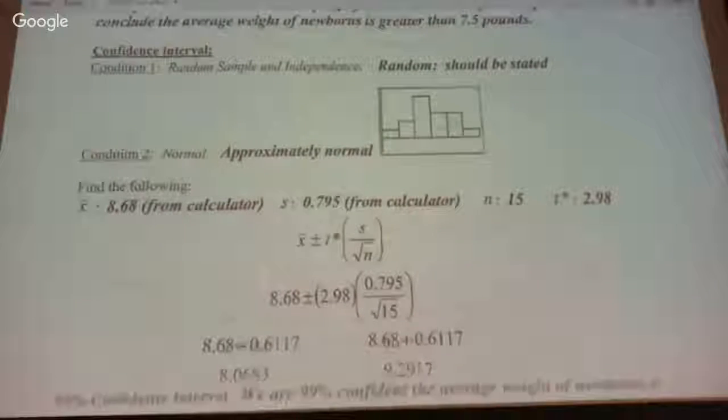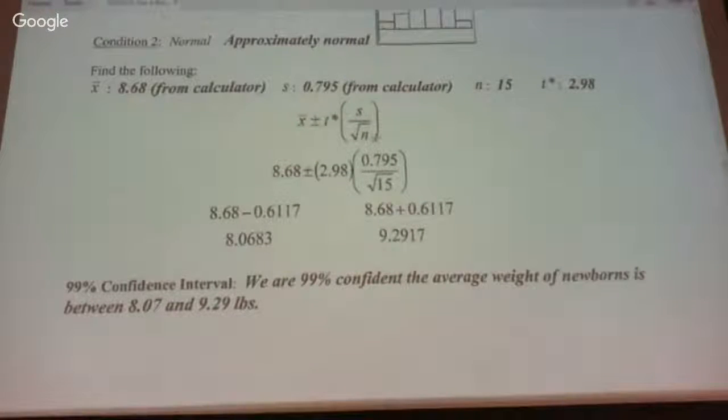So when we do our formula for our confidence interval, it's X bar plus or minus T star, which we got earlier, times our SE. There's all the work for you. We are 99% confident the average weight of newborns is between, do I say 8 to 9 more pounds? No, that makes no sense. It's just 8 to 9 pounds. We're not comparing. So between 8 to 9.29 pounds.